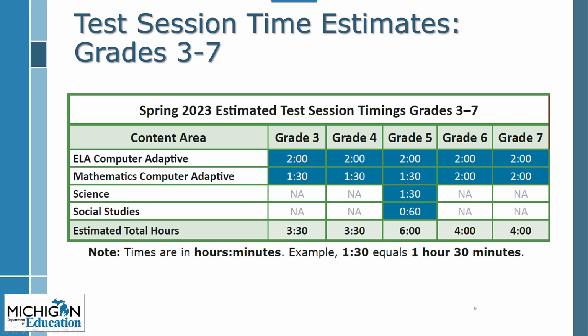For ELA, student testing should take approximately 2 hours. Math, grades 3 through 5, is estimated for an hour and a half, and 2 hours in grades 6 and 7. And science is estimated in 5th grade for an hour and a half. Finally, 60 minutes is the estimate for 5th grade social studies.